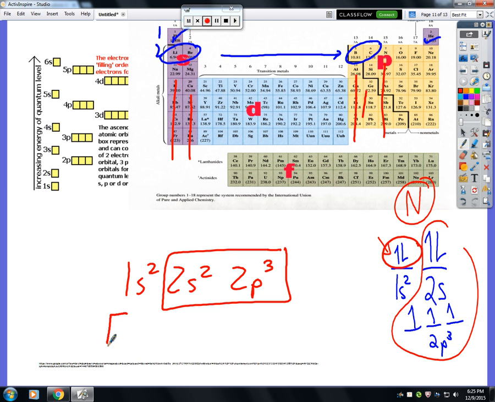I'm going to say, what the heck lives in the 1s2 box? Well, if you look, the one thing that lives in the 1s2 box is helium.